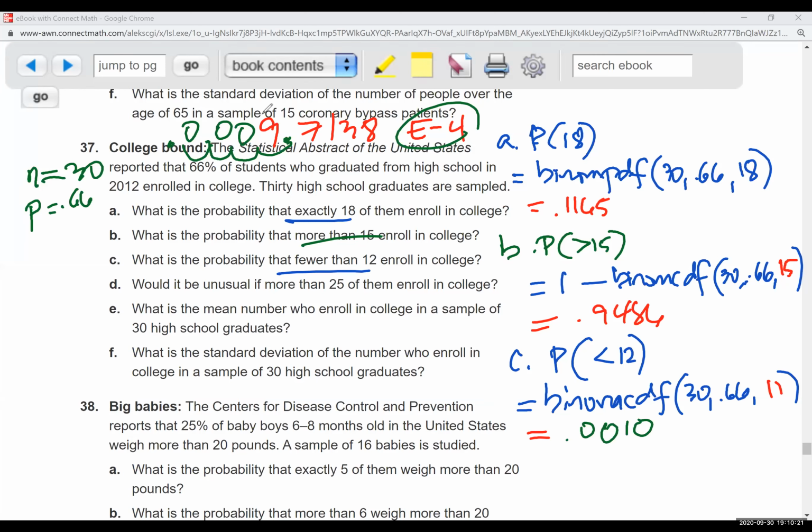If your answer is 9.7138, it's wrong. It's not the same as this, right? But if you answer 9.7138 with E negative 4, that is correct.